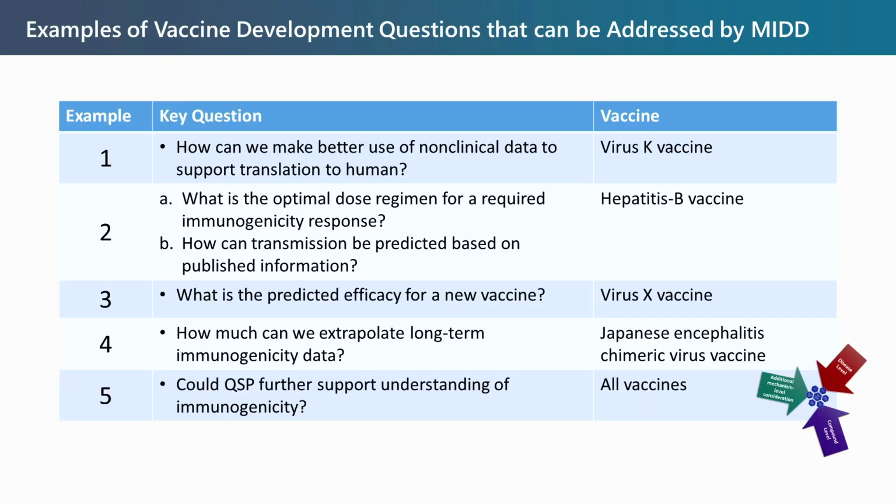As mentioned, we will now go through 5 examples, each of them addressing an important question for vaccine development. This example demonstrates the impact that MIDD can have at different phases in the drug development trajectory, such as using non-clinical data, designing an optimal dose regimen, predicting the efficacy of a new vaccine, and extrapolating to long-term protection against viral infections. Please note example 1 and 3 were also presented by Dr. Jeff Sachs at the PAGE Pharmacometrics meeting in 2019.